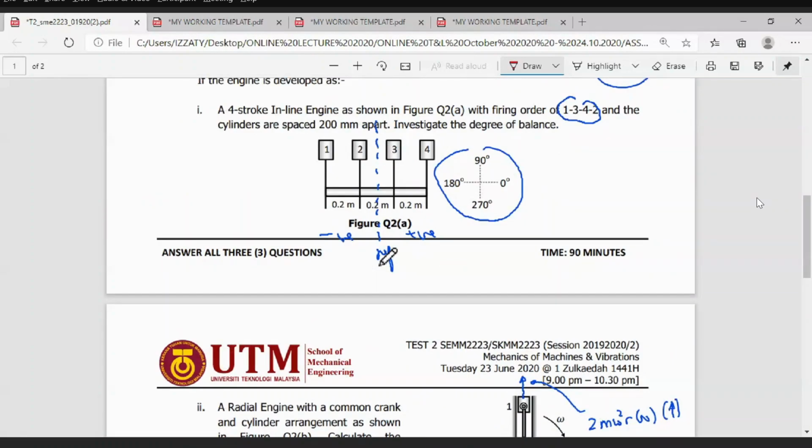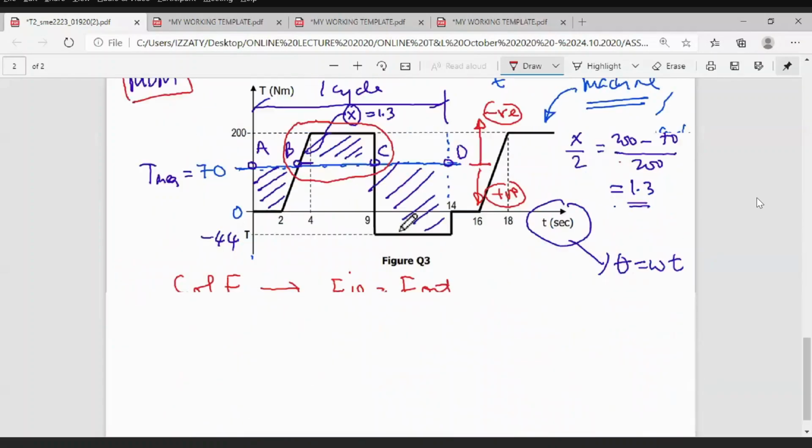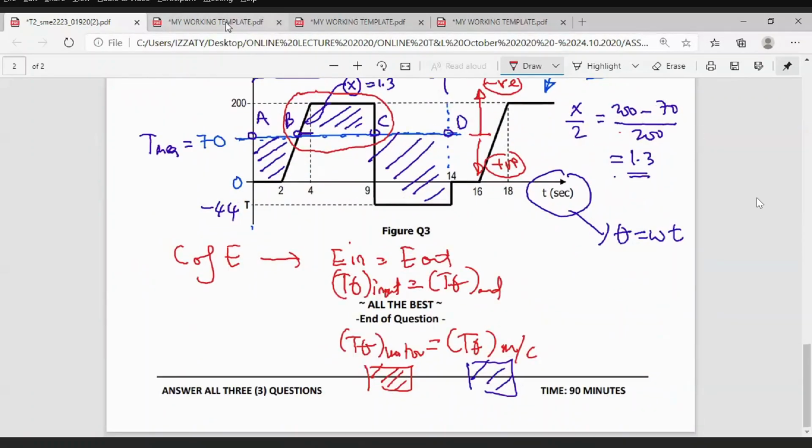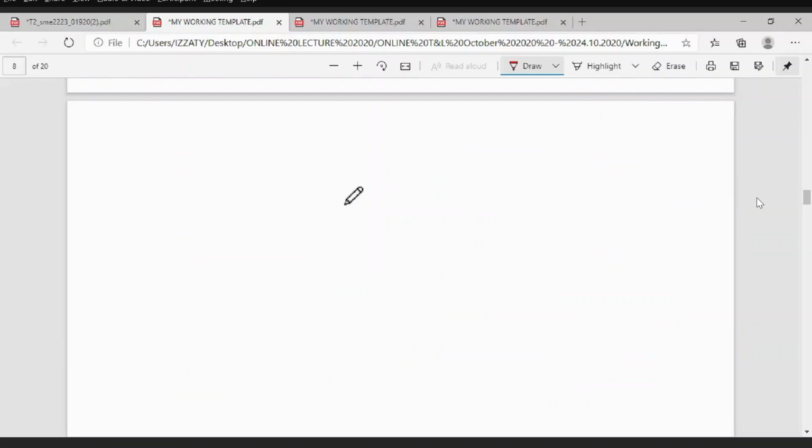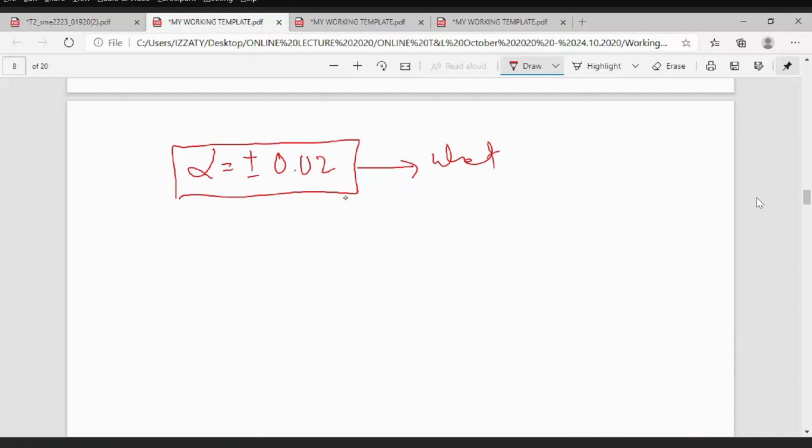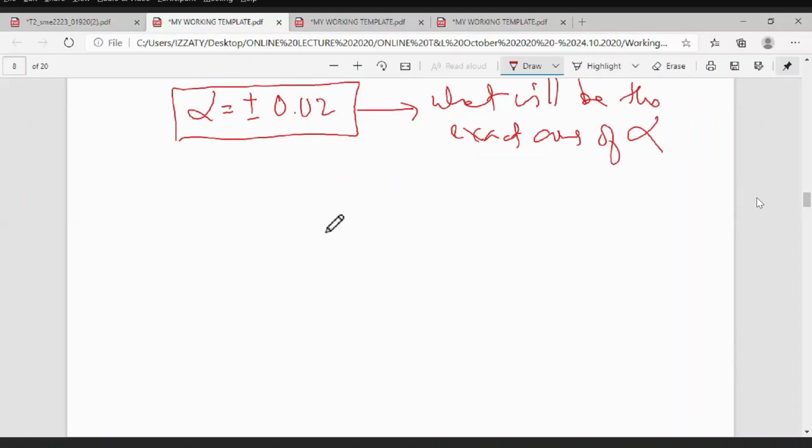Any question? Yes, doctor. I want to ask about the alpha. If the question gives a fluctuation of speed plus minus 2, will the alpha be 0.02 or 0.04? Okay, thank you. Alpha is equal to plus minus 0.02, isn't it? This is your question, right? So what will be the exact answer of alpha? Is that your question? Yes, doctor. Okay. What is alpha? Alpha stands for n max minus n min, remember, divided by n min. So you do this one.